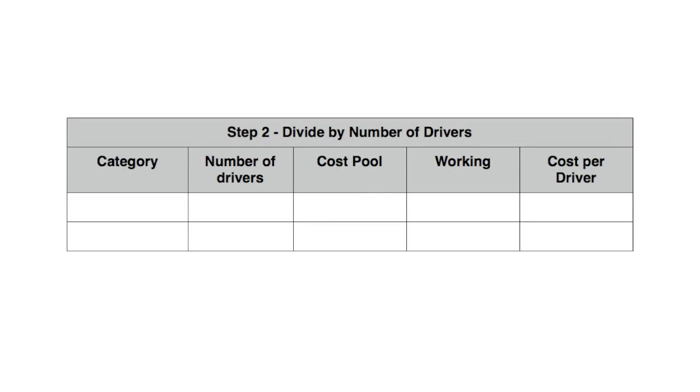Step 2 in calculating our cost per driver is to take each category and divide our cost pool by the total number of drivers. So looking at setup costs first of all. Well, the total number of setups is 100. So we're told that we have a total of 100 setups. Our cost pool that we calculated in step 1 was 50,000. So to get our cost per driver, we take the cost pool divided by the number of drivers of 100. So our cost per setup is going to be 500.